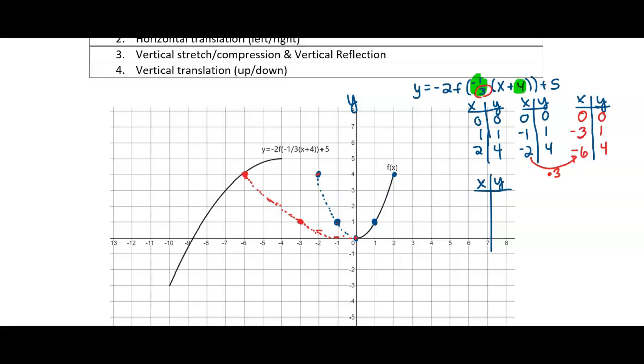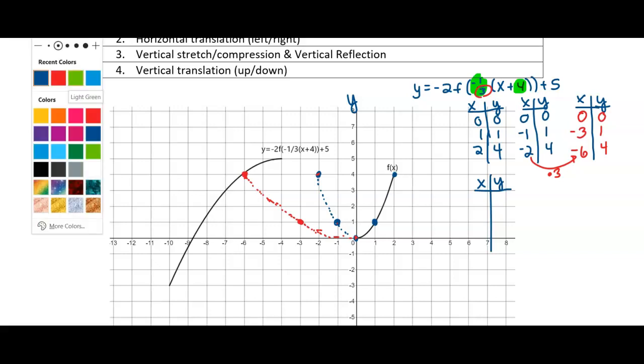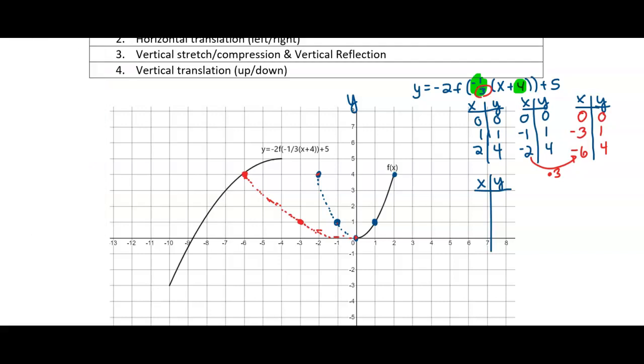So that brings us to dealing with this 4. This is a shift to the left 4. So I'm going to switch to a different color here, and let's go with this light blue. Everything needs to move to the left 4. So if I start at this point here, the negative 6, 4, and I move it to the left 4, 1, 2, 3, 4, just think of counting over, you're going to be at this negative 10, 4.